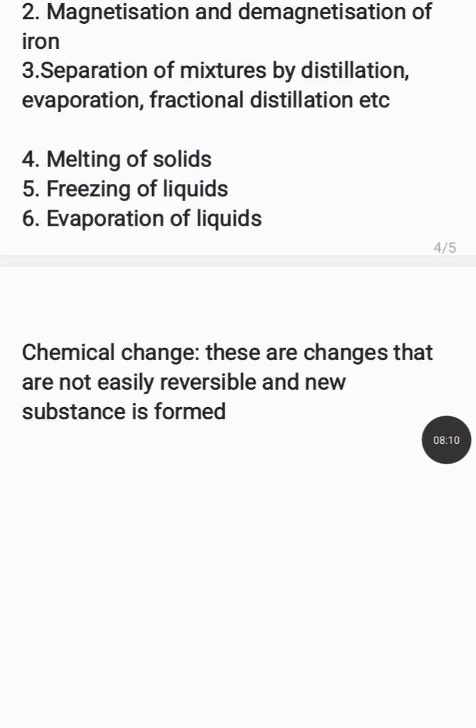Chemical changes are changes that are not easily reversible and a new substance is formed. That is to say, in physical change, no new substance is formed, and in chemical change, new substance is formed.